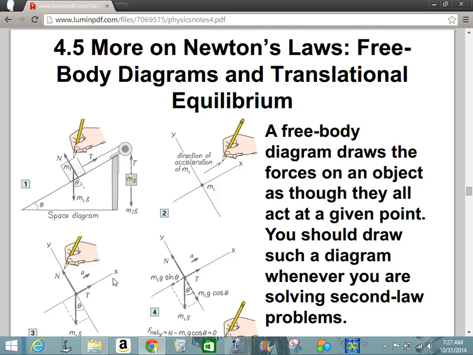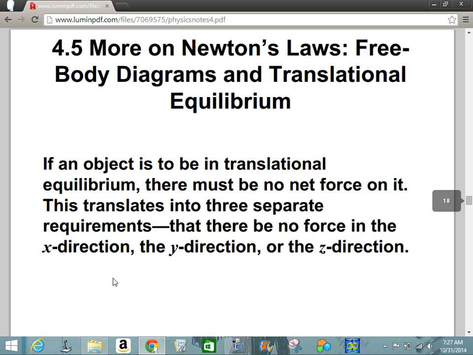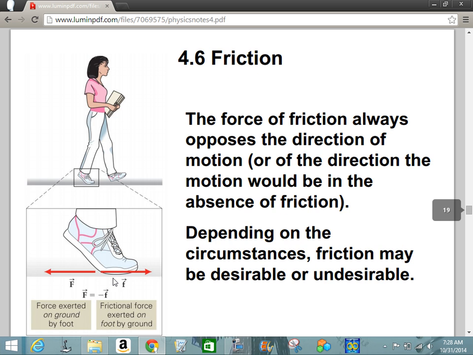So a free body diagram draws forces on an object as though they all act at a given point, and you should draw a diagram because it helps you to really think about all of the forces acting on an object. If an object is to be in translational equilibrium, there must be no net force on it. This translates into 3 separate requirements: that there be no force in the x, y, and z direction.